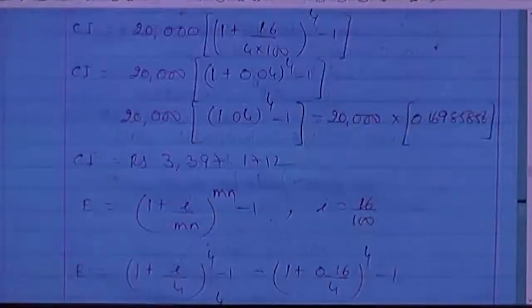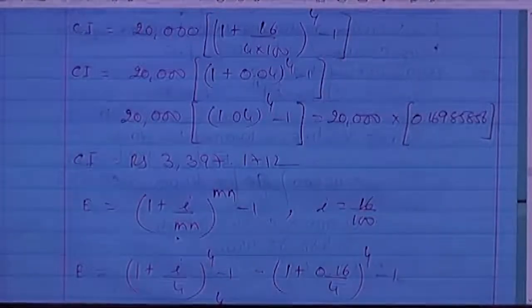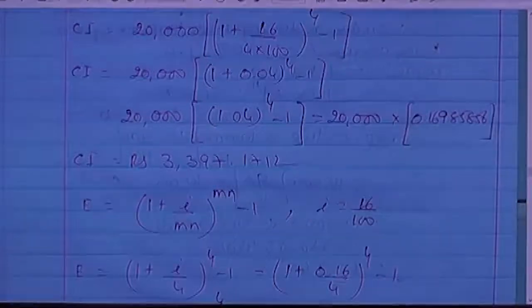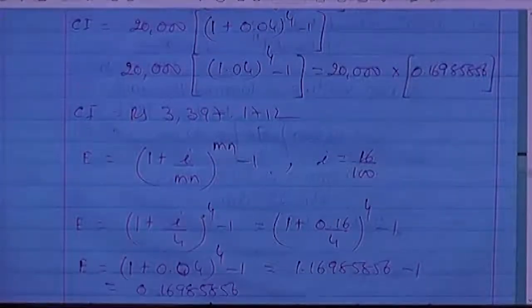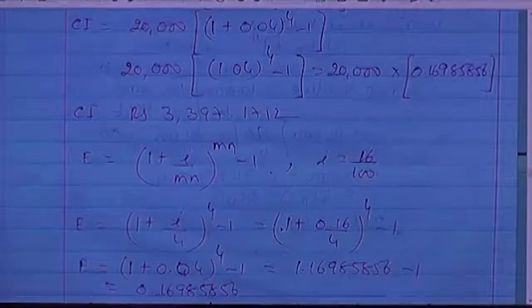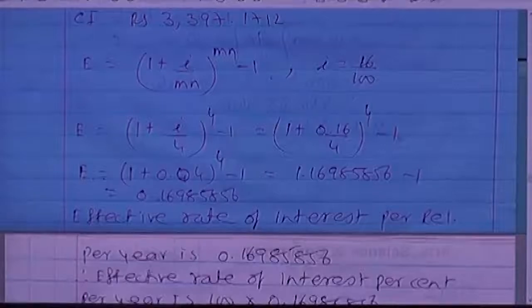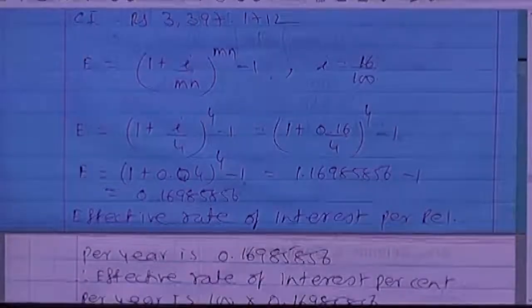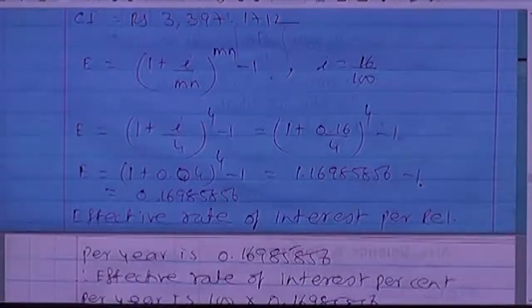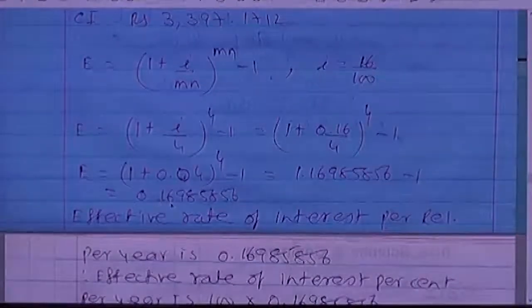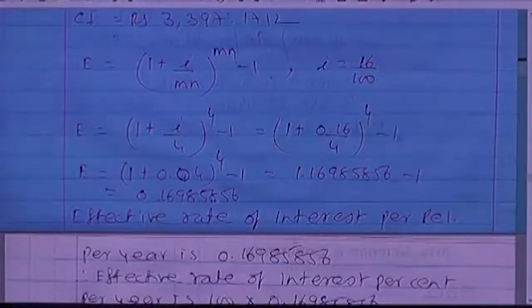And after multiplication, we get the compound interest as 3,397.1712. And to find out the effective rate of interest, using the formula E equal to 1 plus I upon mn raised to mn minus 1, where I equal to 16 upon 100. So substituting the values, we get E is equal to 1 plus 0.16 upon 4 raised to 4 minus 1. So E will be equal to 1 plus 0.04 raised to 4 minus 1, which gives us 1.16985856 minus 1, which will be equal to 0.16985856.